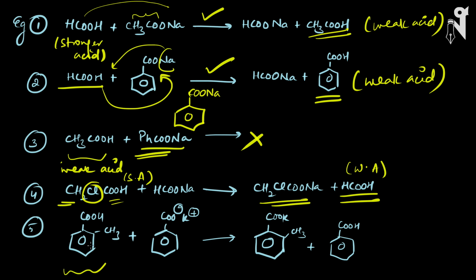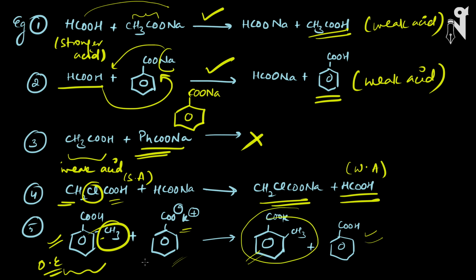Now look at it. We have benzoic acid with CH3 on the ortho position, and here we have the salt of benzoic acid. Is this the stronger acid? Absolutely. How? It is due to the ortho effect. We have learned if anything is present on the ortho position, this will make your benzoic acid stronger. So this is stronger, this is weak. So the reaction will proceed. It will form the salt of it. This is the potassium salt of benzoic acid, which will get converted into benzoic acid, and the potassium salt will be formed of this ortho-methyl benzoic acid. Right?